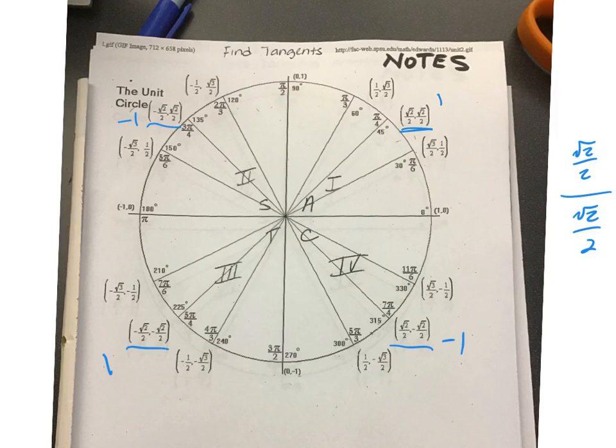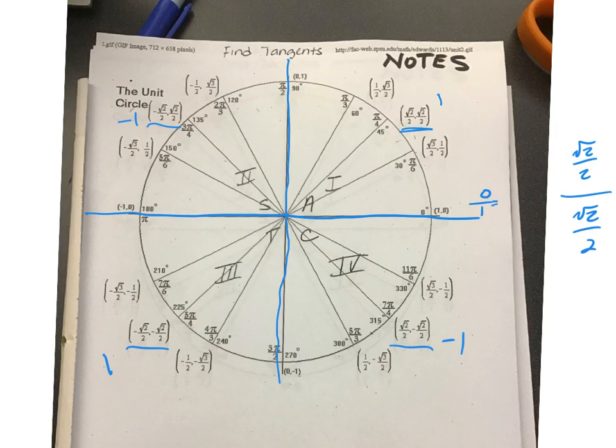So we have the 30s, we have the 60s, and we have the 45s, right? So now we just need these guys. Those 2, 90 and 270, and 0 and 180. Got it? So let's start with the 0. We've got a 0, which is the sine over cosine. What's 0 over 1? 0.